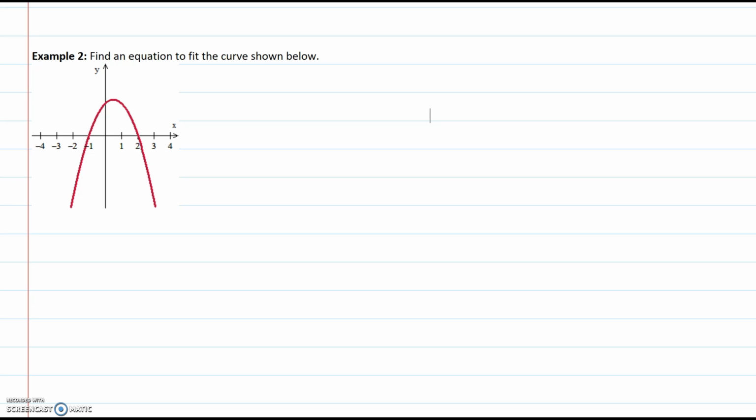And this is similar to the last example in terms of the roots. The roots here are -1 and 2. So we're going to start off by setting x equal to -1 and x equal to 2. And this is then just like the previous example. Remember, we're trying to come up with an equation that fits this curve.